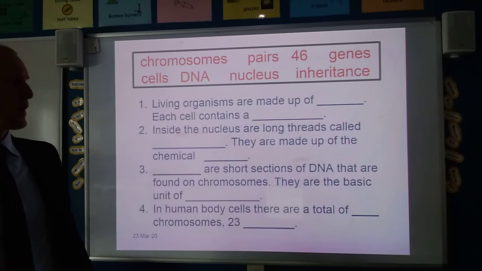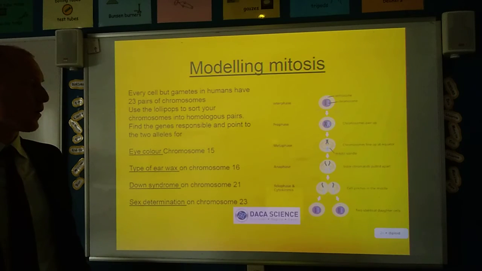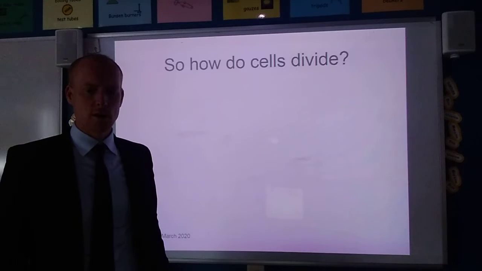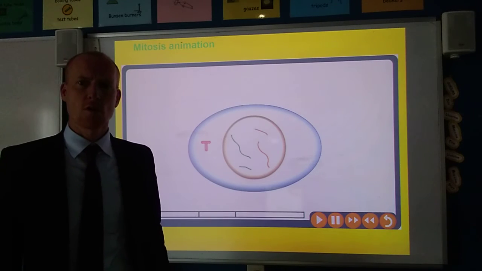You can pause it and you can actually fill in the answers for it, okay? After that, you need to know about mitosis itself. So I'm going to go through the stages here.